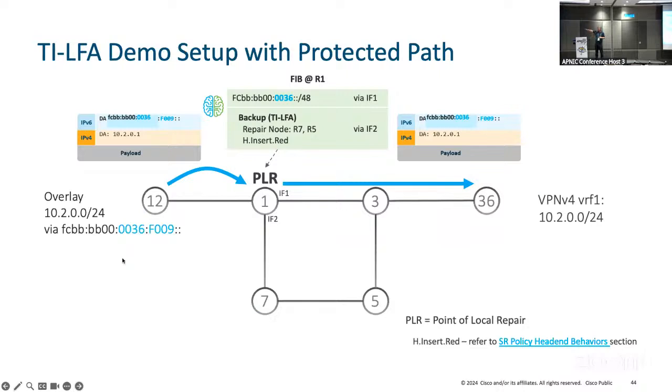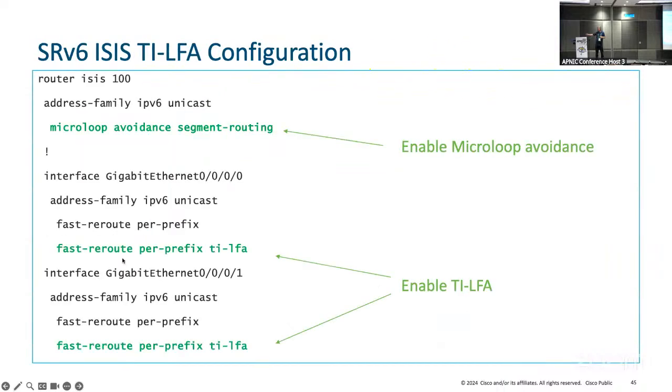And how does that work, right? We have this point of local repair, similar to fast reroute. The point of local repair will try to calculate the backup path. But in order to do this backup path calculation, you see here, this is whatever has been defined in the IGP. Very simple. You do per-prefix fast reroute for TI-LFA. That's all. That's all you enable. Everything you offload to the IGP. The IGP has an algorithm, and they do this post-convergence calculation.